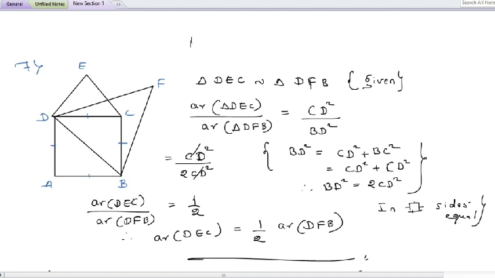So, see here, it is a square and on one side there is an equilateral triangle. Then prove that the area of an equilateral triangle described on one side of the square is equal to half the area of the equilateral triangle described on one of its diagonals. From the figure, here ABCD is a square, CD is one side, on which DEC is an equilateral triangle, and BD is the diagonal. On the diagonal is another equilateral triangle, that is DFB.